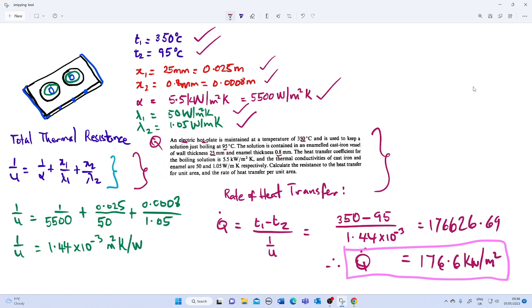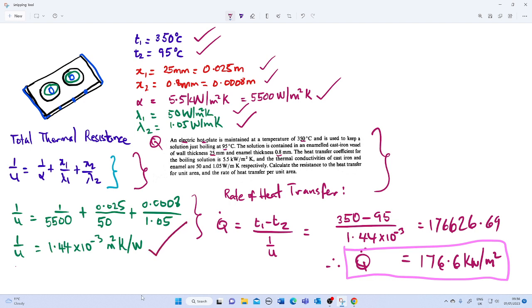That gives us 1 over U equals 1 over 5,500 plus 0.025 over 50 plus 0.0008 over 1.05. That gives us the total thermal resistance, 1 over U equals 1.44 times 10 to the power -3 meter square Kelvin per watt.